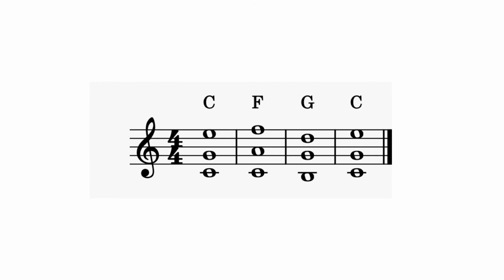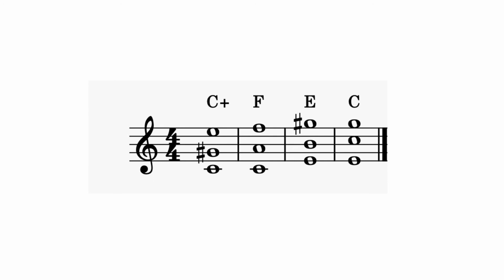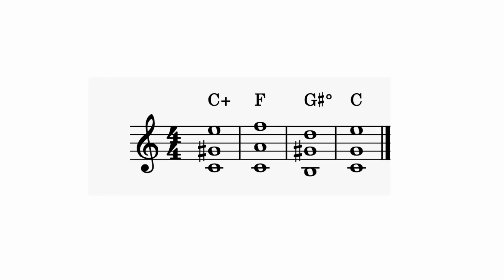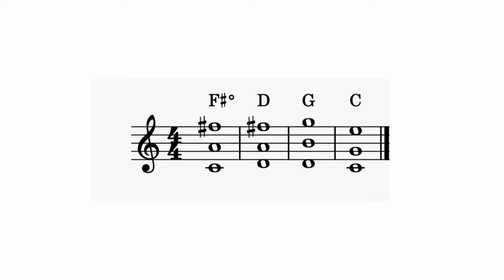So it turns out that we have 13 different level 1 transformations that are primary. That is staying with each of those individual scale transformations. So we have C augmented going to F to E major to C. We could also substitute in G sharp diminished. We could also substitute in for the tonic F sharp diminished, sounding like this.